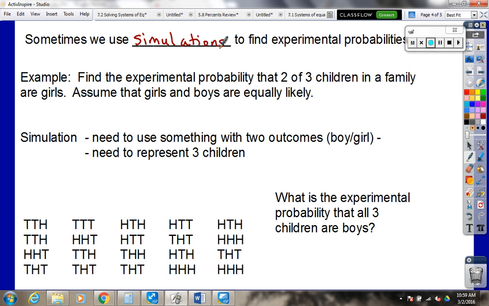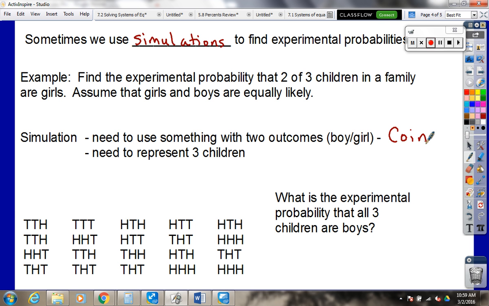Now we could just pick out a bunch of families and get experimental probability that way, but another kind of easier way to do it quickly is to use a simulation. So we need to use something that we can pretend is the families. We need something that has 2 outcomes because it's boy or girl. Can anyone think of something, like we could have cards, dice, or coins? What could I use that has 2 outcomes? Lacey? A coin. I could use a coin.